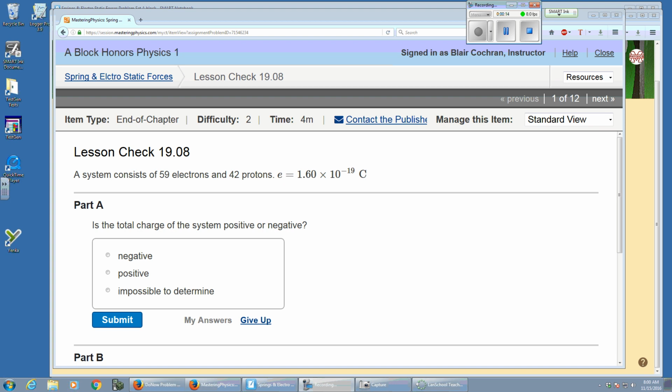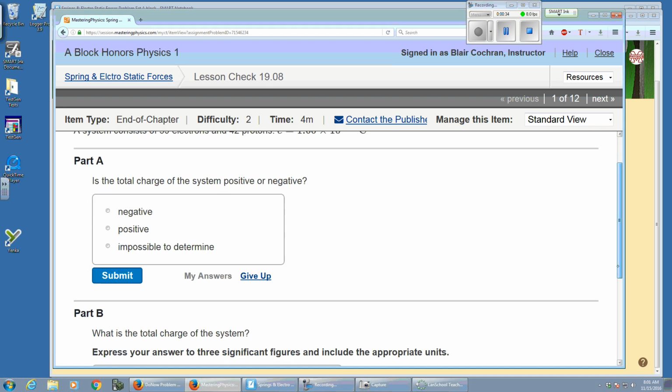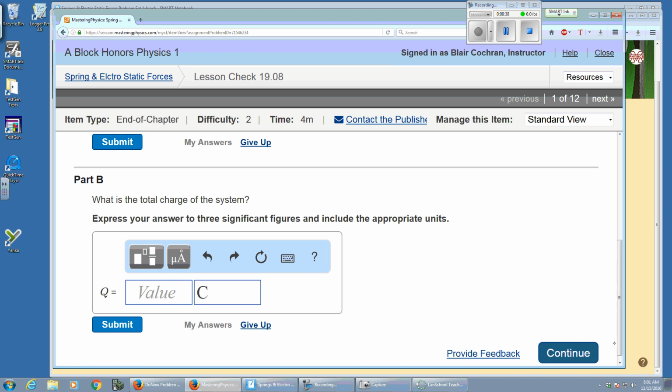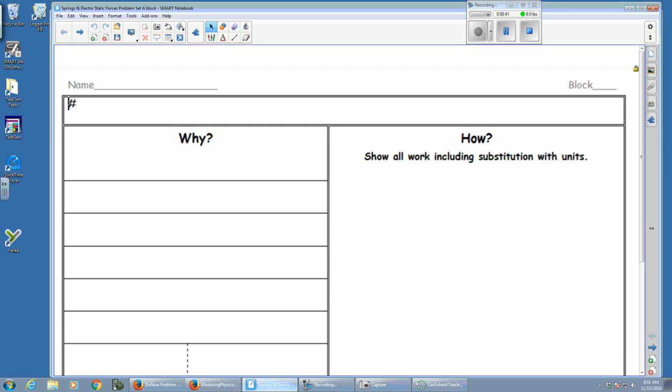So, number one. Okay, so we've got an object that has 59 electrons and 42 protons. And they ask us about the total charge of the system. All right. Well, what's something we know about electrons and protons?